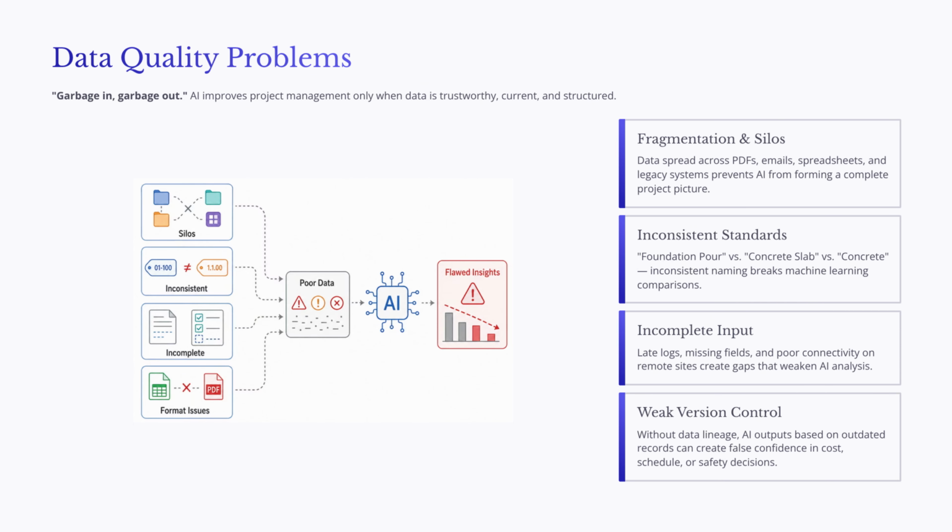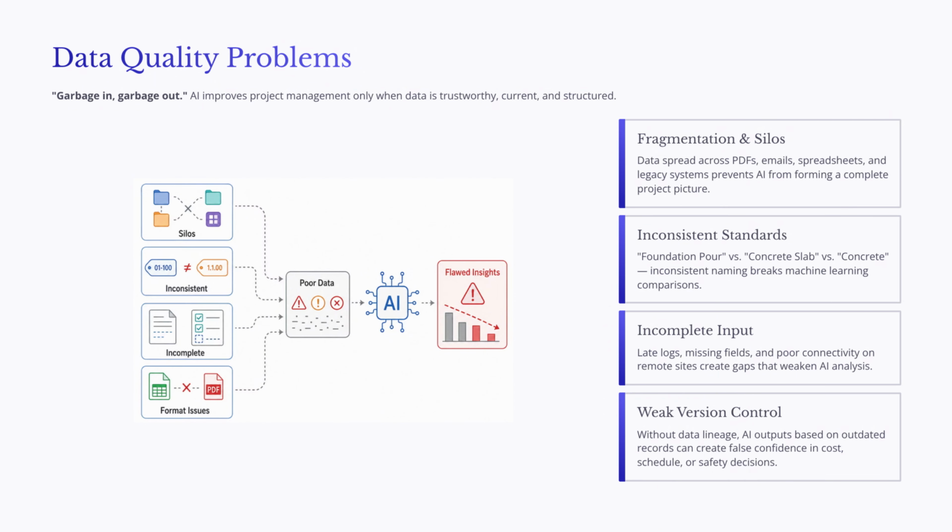Another problem is inconsistent standards. For example, one superintendent may record an activity as foundation pour, another may call a similar task concrete slab, and another may simply write concrete. A human may understand that these records are related, but a machine learning system may not recognize the relationship unless the data is standardized. A third issue is incomplete input.